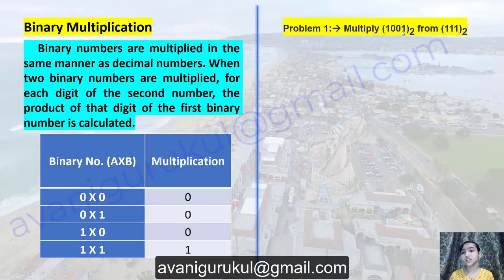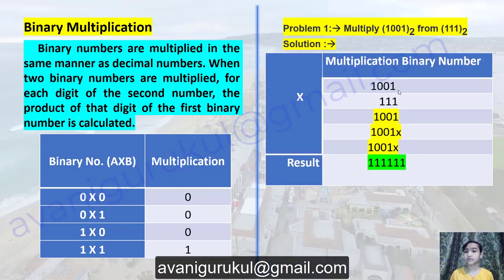Problem. Multiply 1001 base 2 by 111 base 2. Its solution. 1 multiply 1 is 1, 1 multiply 0 is 0, 1 multiply 0 is 0, 1 multiply 1 is 1. And in second, 1 multiply 1 is 1, 1 multiply 0 is 0, 1 multiply 0 is 0, and 1 multiply 1 is 1. And in third step, 1 multiply 1 is 1, 1 multiply 0 is 0, 1 multiply 0 is 0, and 1 multiply 1 is 1. So here we have to add all the values. Our final result is given here.